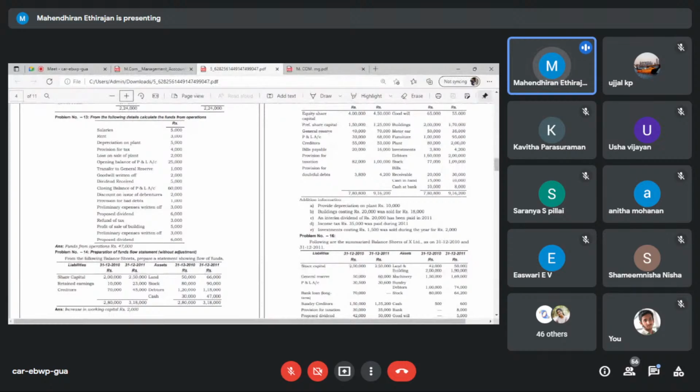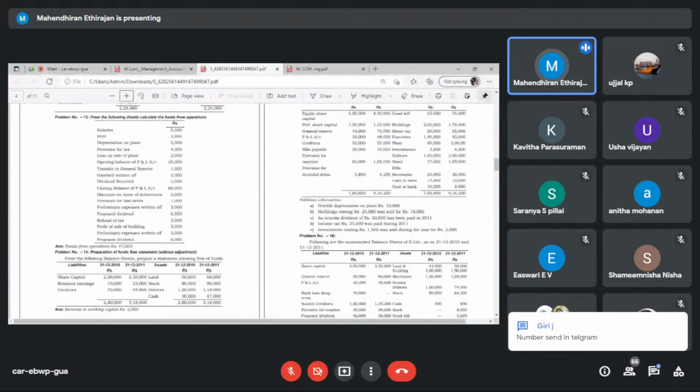Loss on sale of plant also goes on the debit side. Transfer to general reserve is also not a part of the business. We take 10% to 15%, 20% of the net profit for maintaining reserves. This is non-trading in nature. Again, the fund is still in your hands, so add it. Goodwill write-off is a fictitious thing. It's a write-off, we want to reduce some things. Again, you can add it.